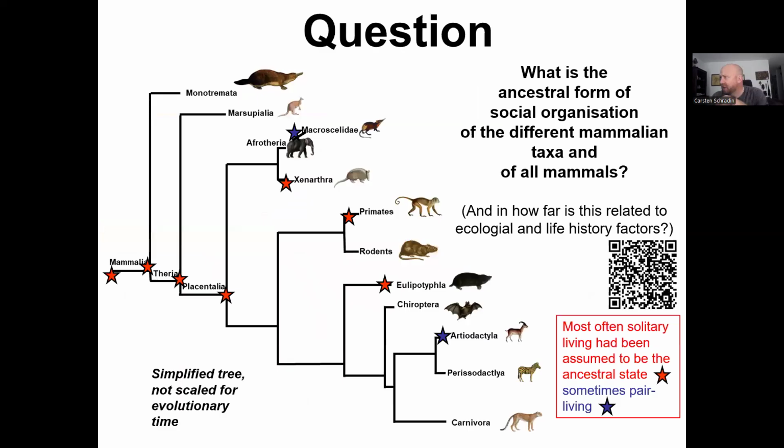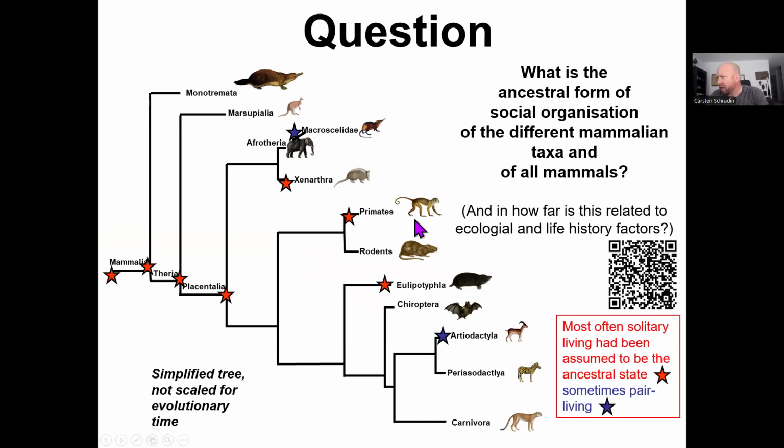And we've been asking, what is the ancestral form of social organization of different mammalian taxa and of all mammals? And it's generally believed that the ancestors of mammals, shown here in red, were solitary living, and also the ancestors of most mammalian orders, with the exception of elephant-shrews, Macroscelidea, and Artiodactyla. Let's assume that they derive from a pair-living ancestor. So why are we asking this if this is already kind of known?